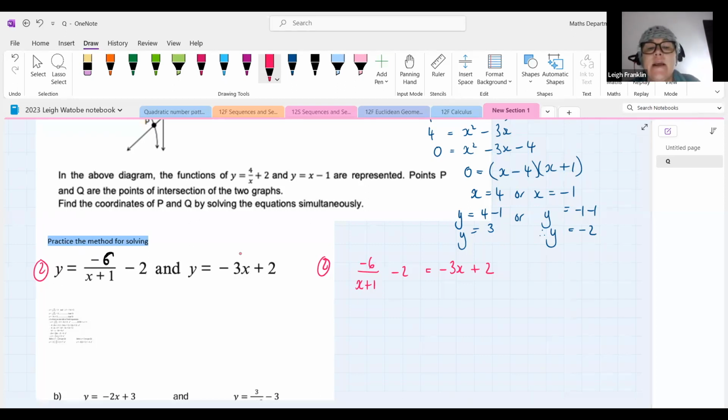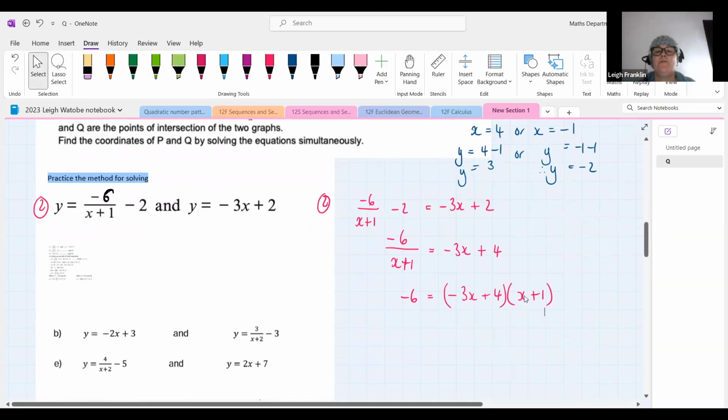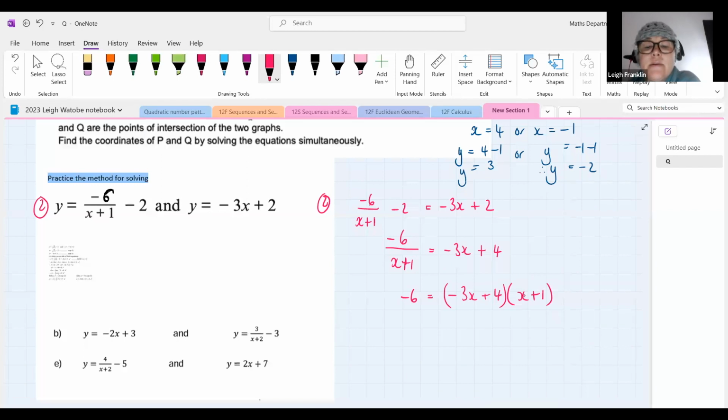So in our next step, the easiest thing for us is to keep the -6 over x plus 1, transpose the -2, so add 2 here, add 2 here. So we're going to end up with plus 4. After that, we can cross multiply. So the -6 is going to stay the same, and we're going to multiply -3x plus 4 with x plus 1, like so. I'm going to do FOIL, remove our brackets.